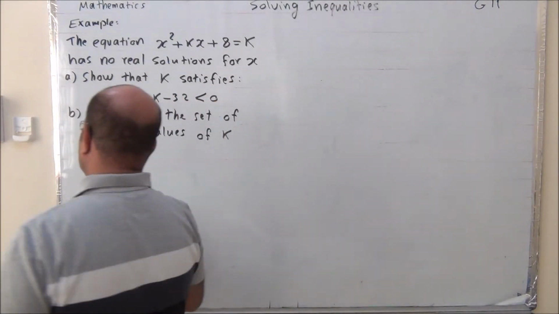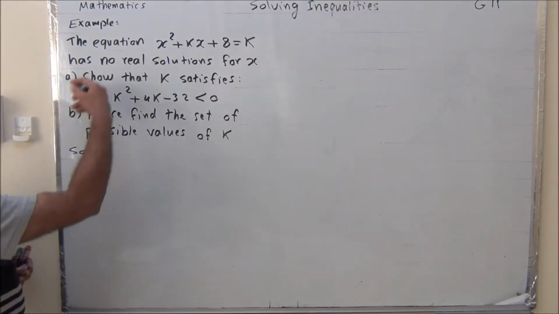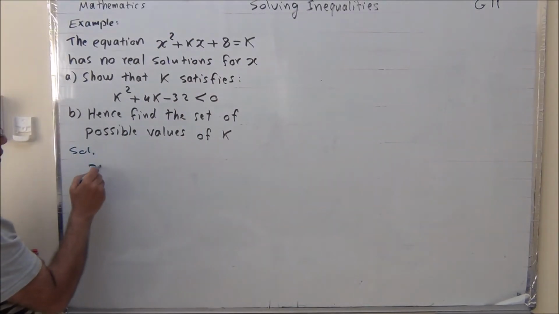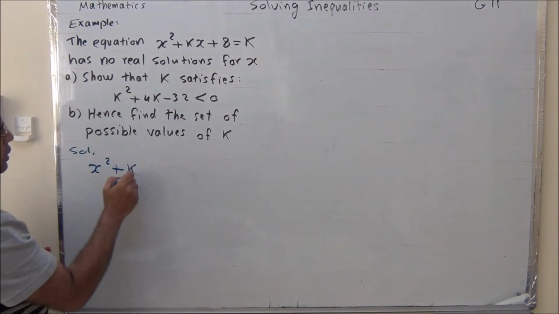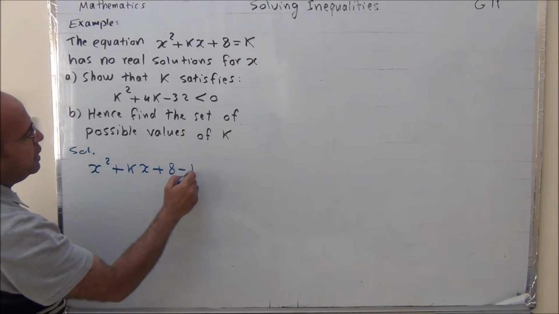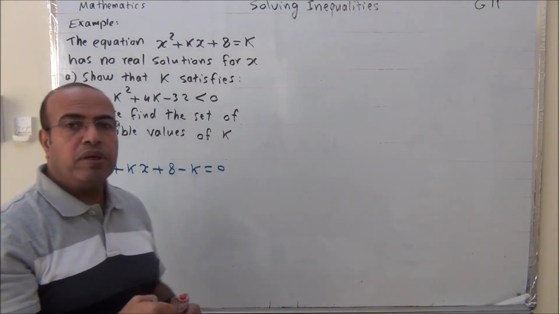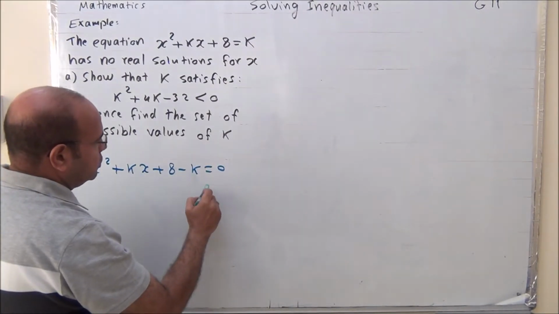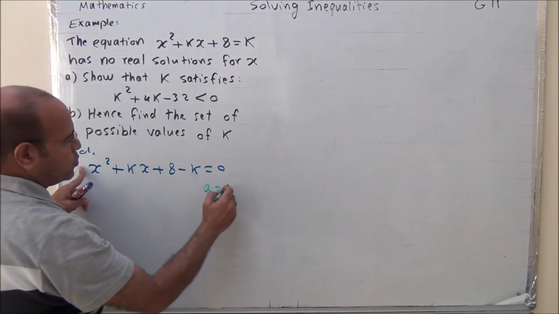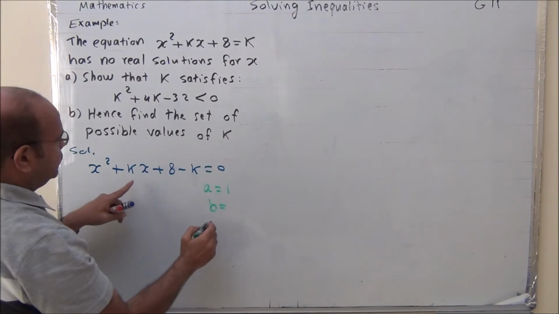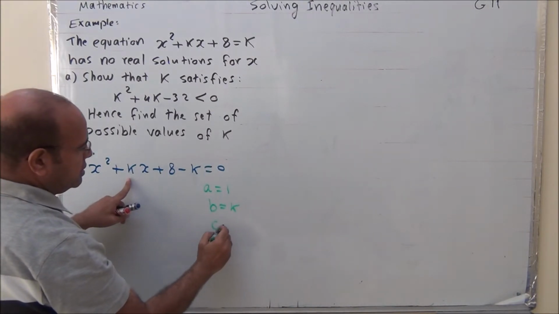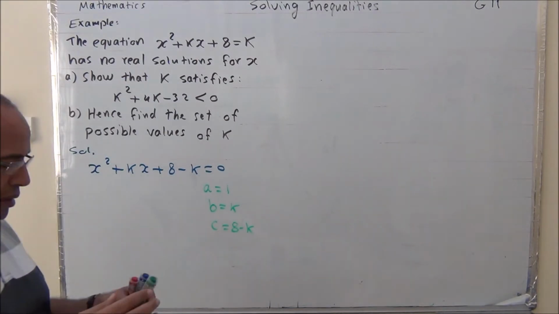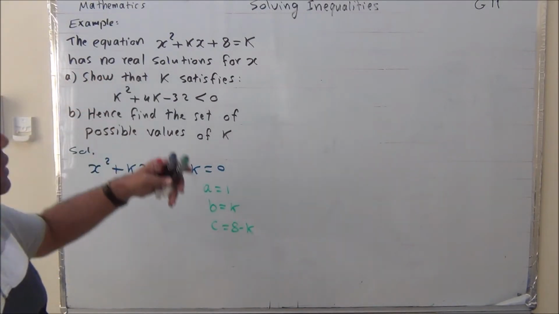We start the solution by solving this equation. First we move k inside, so it's x squared plus kx plus 8 minus k equals 0. We find a, b, and c. The coefficient of x squared, a, is 1, b, the coefficient of x, is k, and c, the constant, is 8 minus k.